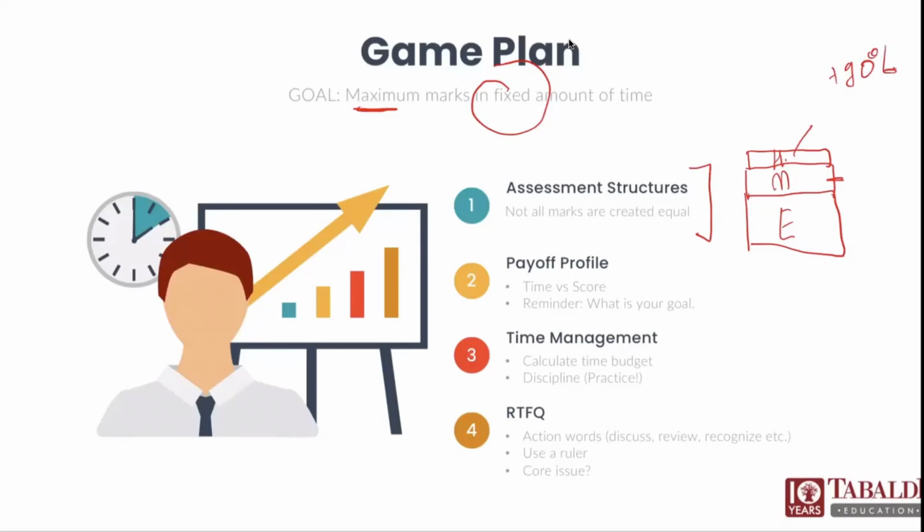Now, what I've said here in terms of an assessment structure is that you need to understand that not all marks in a question are created equal, and that it is so, so important to understand. Remember, what is our goal? Our goal is to maximize our marks. So if not all marks are created equal, that means we should focus on the marks that are easier and not get stuck in the marks that are difficult.